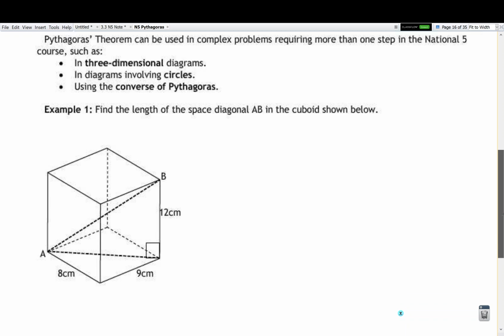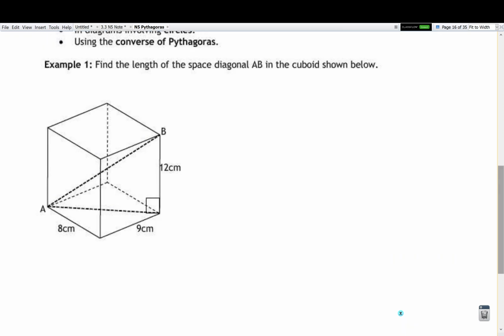So in this example one, we have to find the length of the space diagonal AB. Now, the space diagonal is the line connecting A and B, and it's going through the space inside the three-dimensional shape. So that's represented by this dotted line from A to B. That's all that phrase means. Now, that's our end goal, to find the length of that line.